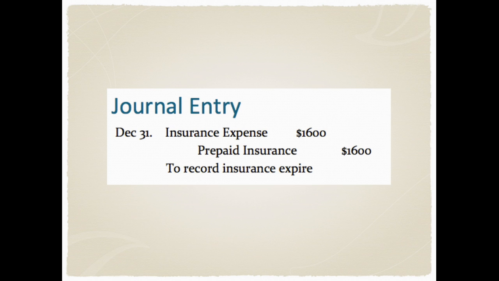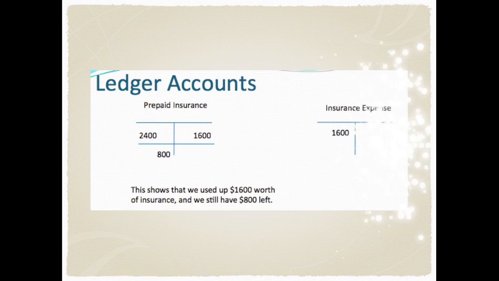So this is a journal entry that shows how much insurance we have used up over the year, which is December 31st. If you don't remember, we bought the insurance on May 1st, and from May to December, that is 8 months. Therefore, we spent $200 per month. So what we do is we multiply the amount per month by the number of months to get how much we used. So therefore, 8 times 200 gives us 1,600. And these are the ledger accounts. And what that shows us is that we have $800 worth of prepaid insurance left since we used up $1,600.